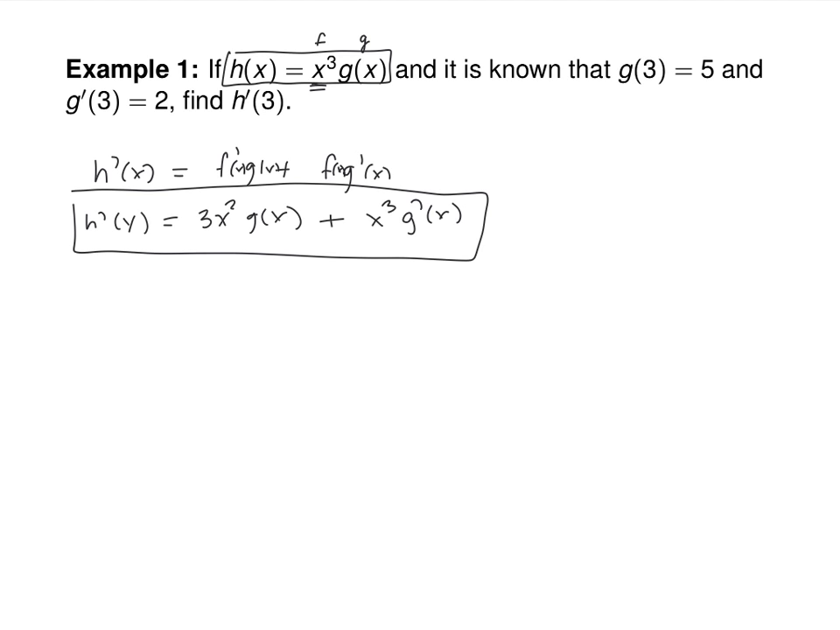But that's the derivative. Do you get the pattern? Differentiate one, leave the second. Leave the first, do the second. Okay, now if you want to find h prime of 3, what do you do?